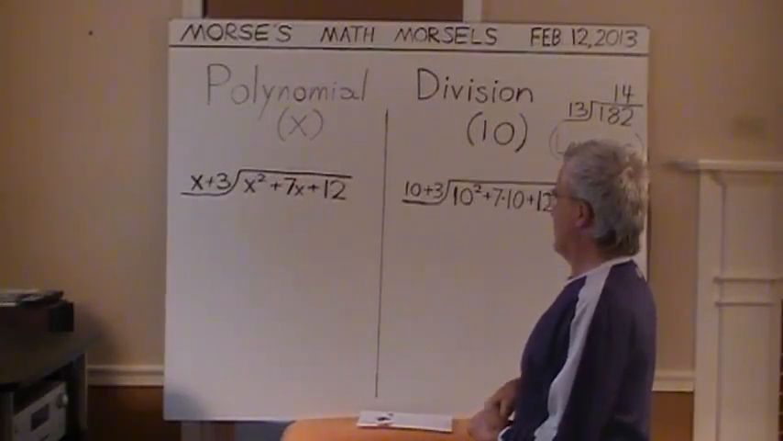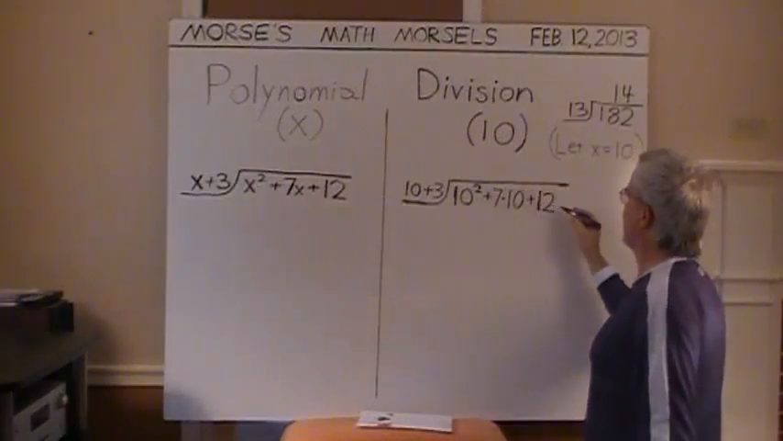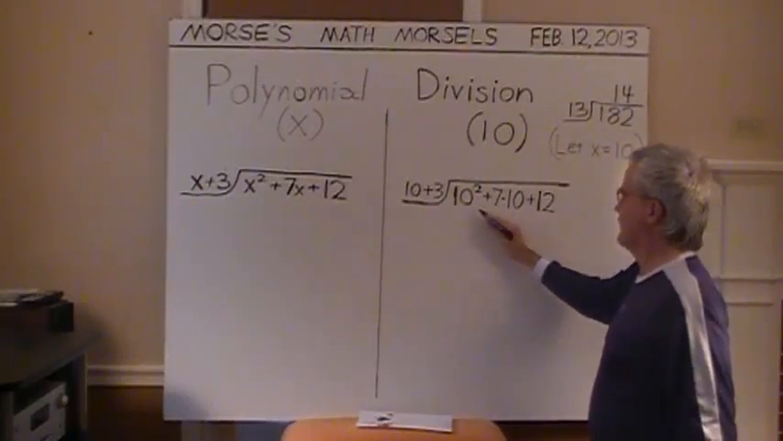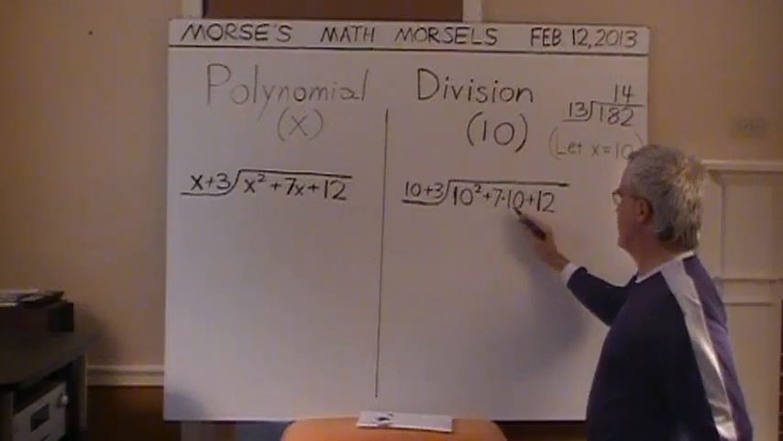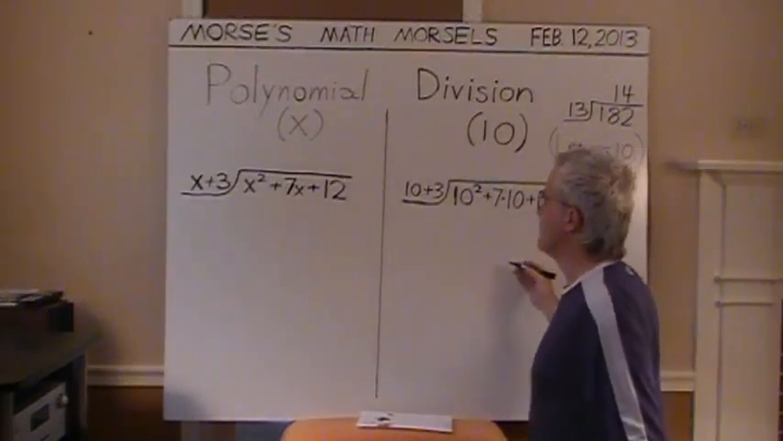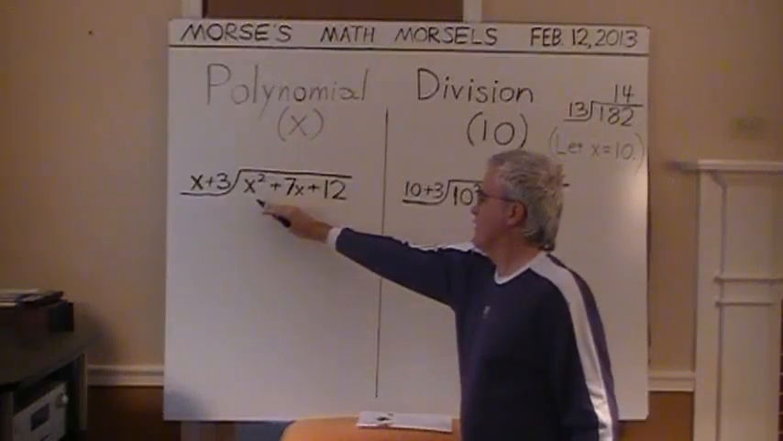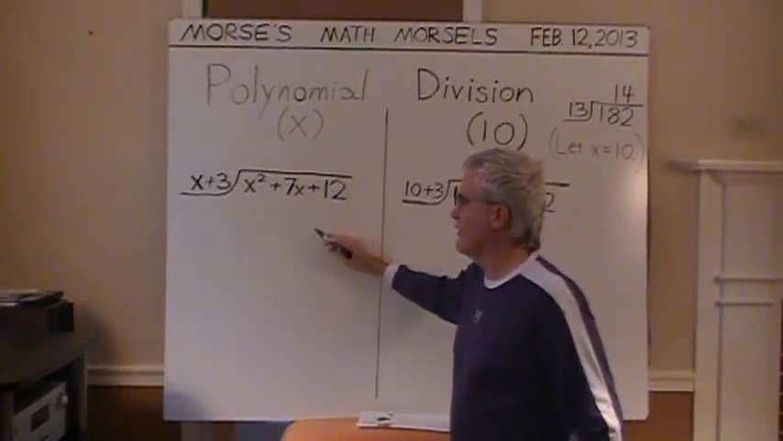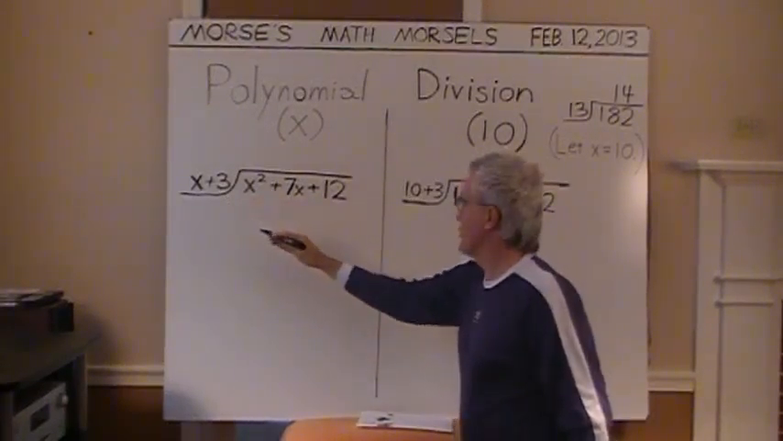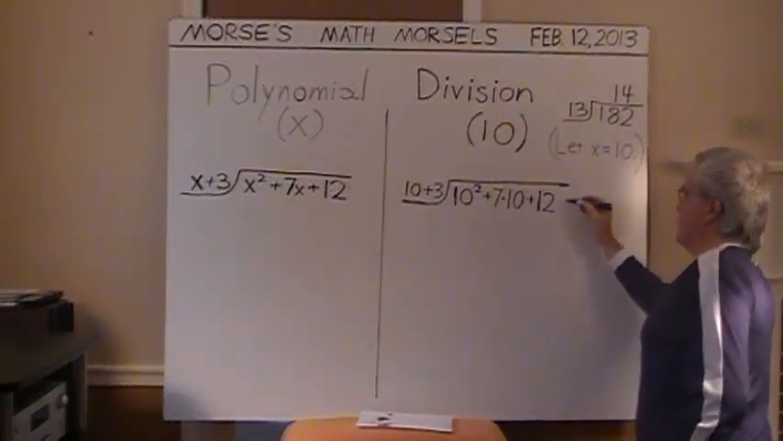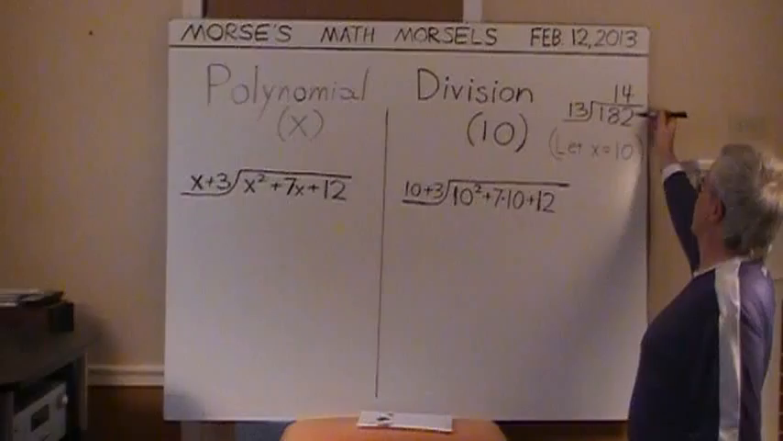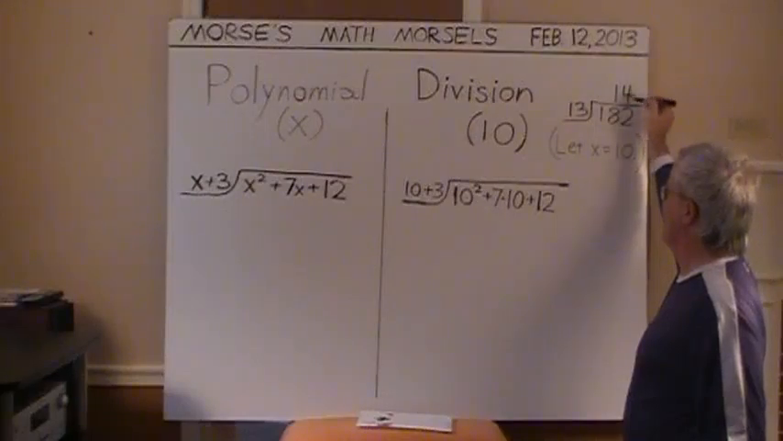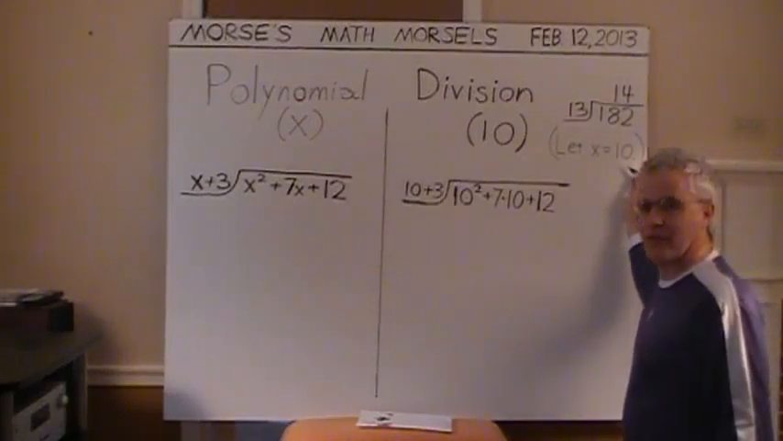So, which shall I do first? I am going to do this right side expression first. 10 plus 3 is the divisor. The dividend is 10 squared plus 7 times 10 plus 12. And equivalently on the left side, x squared plus 7x plus 12 is the dividend, that which is being divided. And there's the divisor x plus 3. If you work out the arithmetic for this problem, you get these numbers. 182 divided by 13 is 14. But here I'm just letting x equal 10.